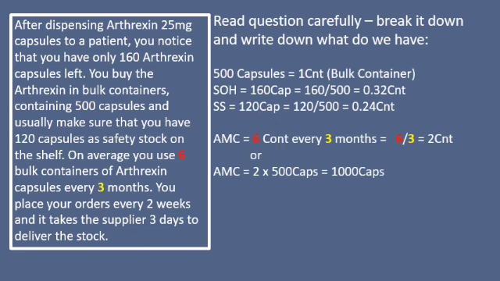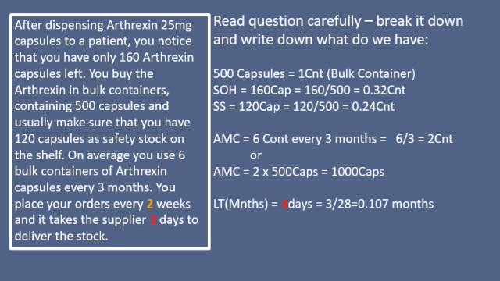Another set of values that we have available indicates here that the average monthly consumption is 6 containers every 3 months, but we have to work it down to 1 month. So that means we have to take 6 divided by 3, and that means that we have 2 containers that we use per month. We can also work it out as a quantity of capsules. That means that we take average monthly consumption equals 2 times 500 equals 1,000 capsules.